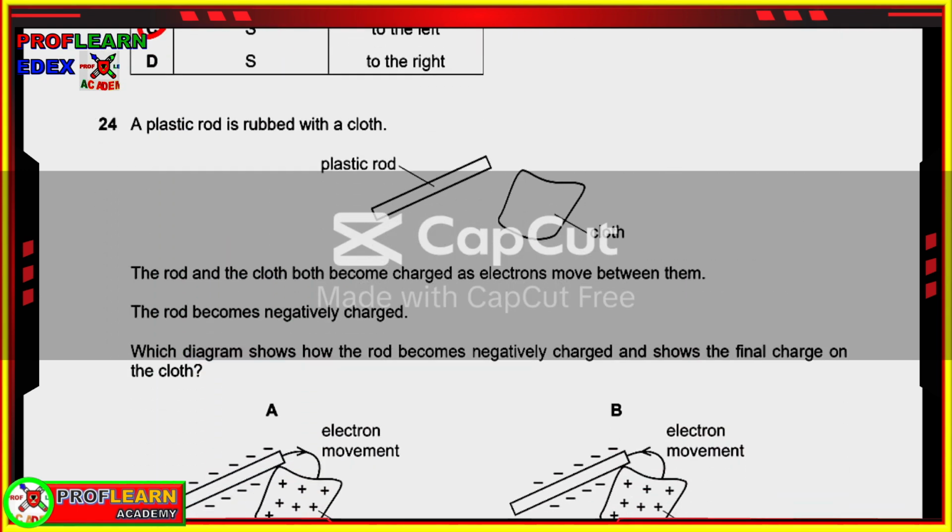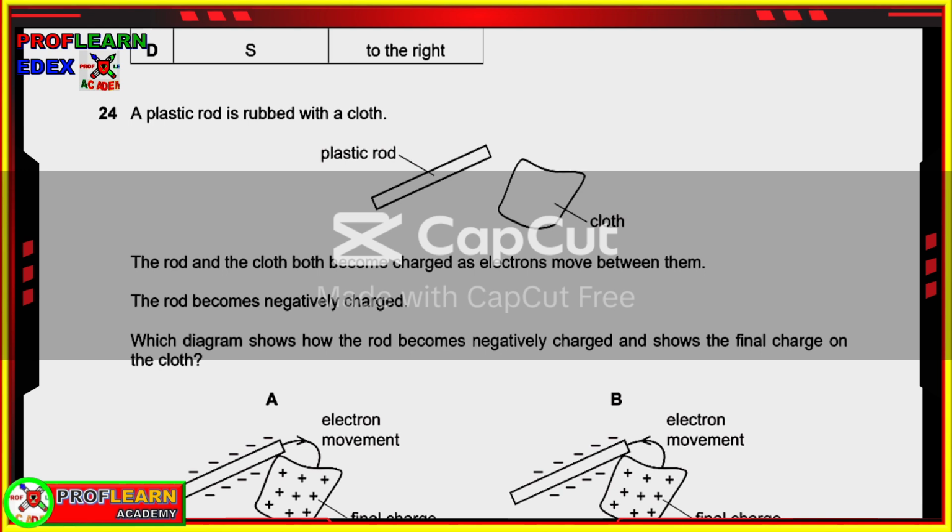A plastic rod is wrapped with a cloth. The rod and the cloth both become charged as electrons move between them. The rod becomes negatively charged. Which diagram shows the rod becoming negatively charged and shows the final charge on the cloth? If this becomes negatively charged, it means electrons have been transferred to it, and this becomes what? It remains with less negative charge, so it becomes positively charged.